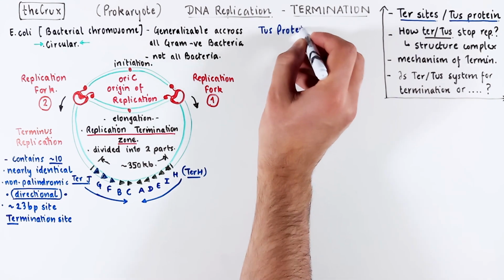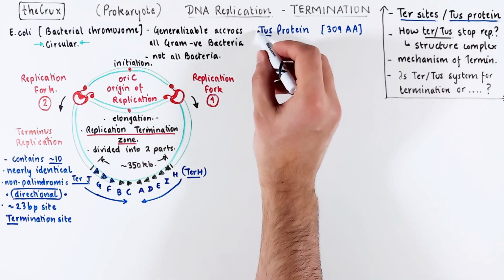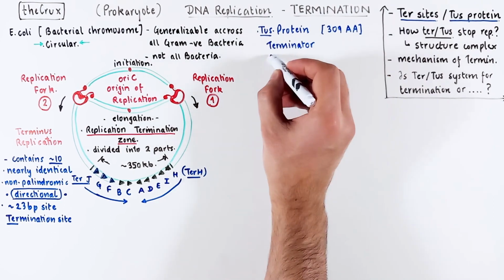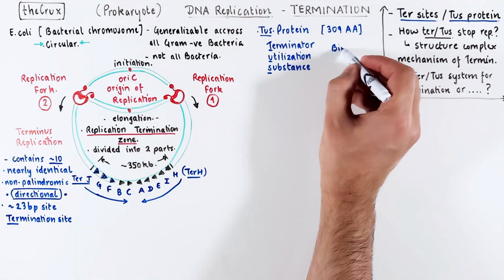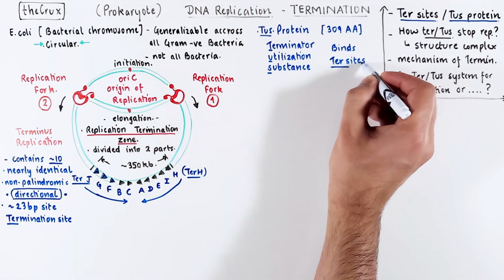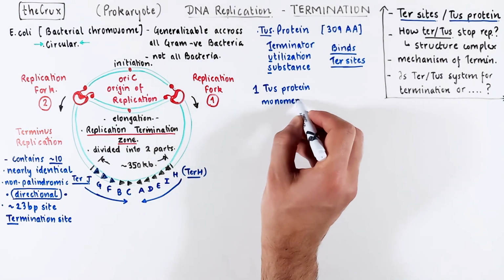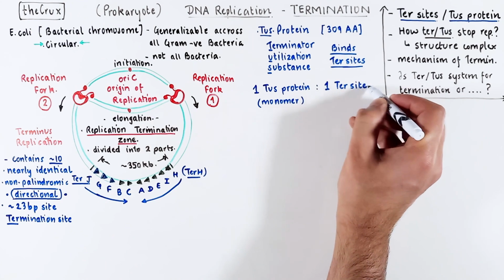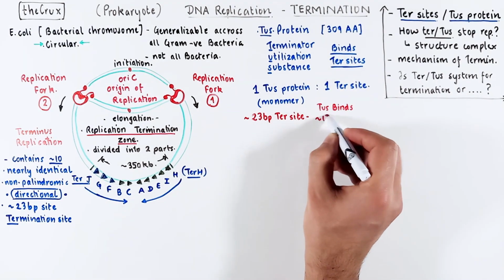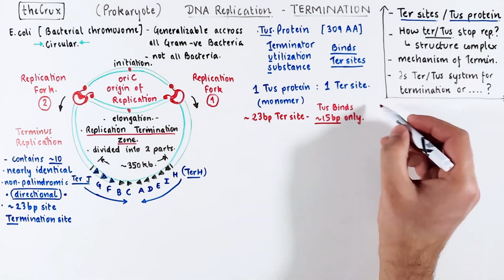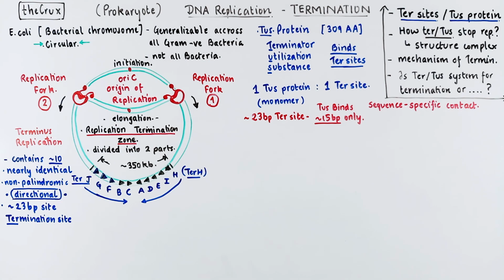The Tus protein is the product of the Tus gene, which is about 309 amino acids in length. Tus stands for Terminator Utilization Substance, and its function is to bind the Ter sites. Specifically, one Tus protein, as a monomer, binds one Ter site. And we have noted that each site is around 23 bases in length. But the Tus protein only binds 15 bases out of those 23 bases. This points to the fact that it has a sequence specificity.